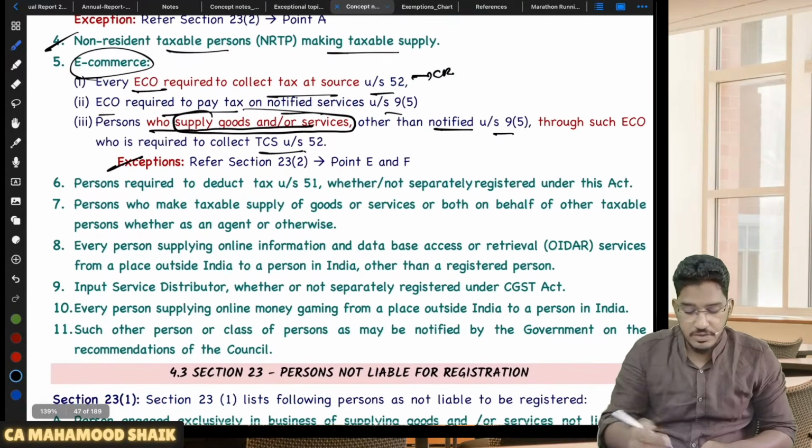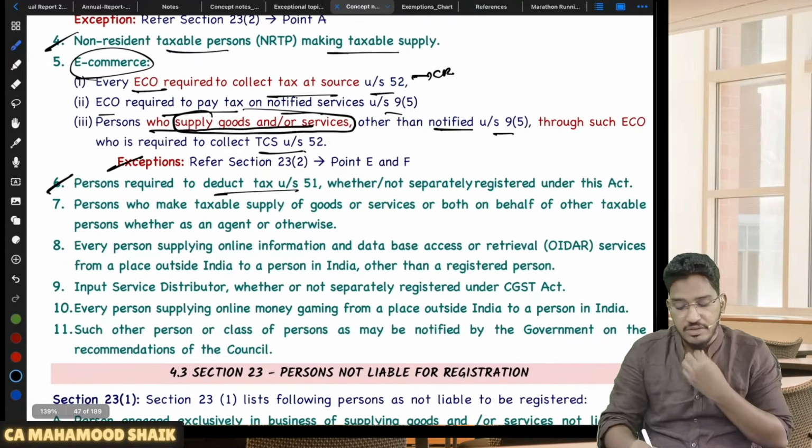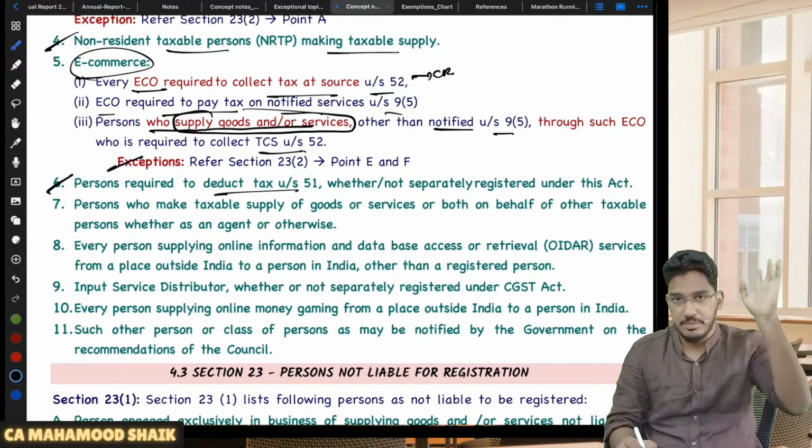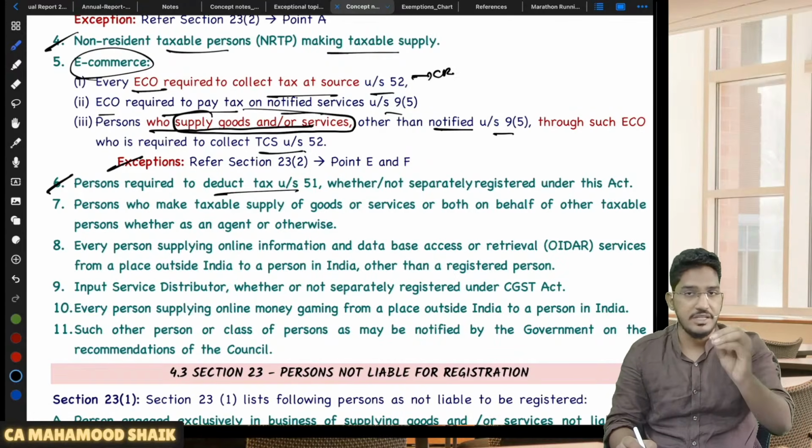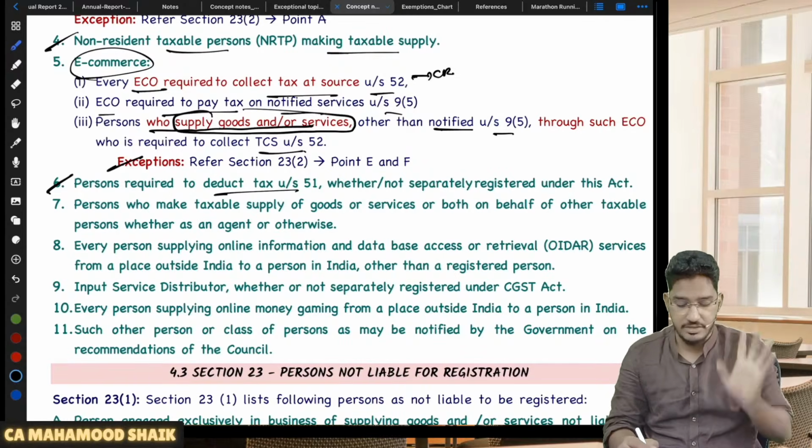Next, a few more categories of persons who are liable for compulsory registration. A person who is required to deduct TDS under section 51. TDS deductor, just in the previous session I have told which people are required to deduct TDS under section 51. They are liable to undergo compulsory registration.